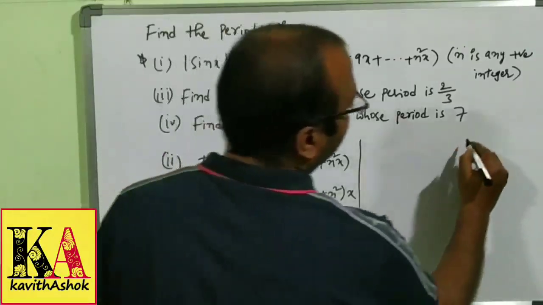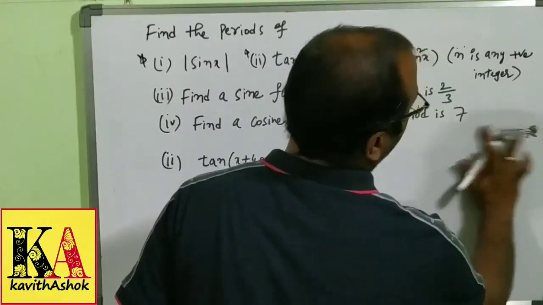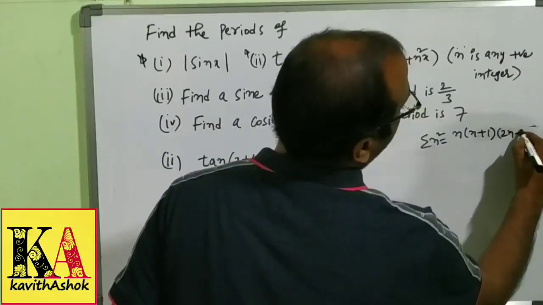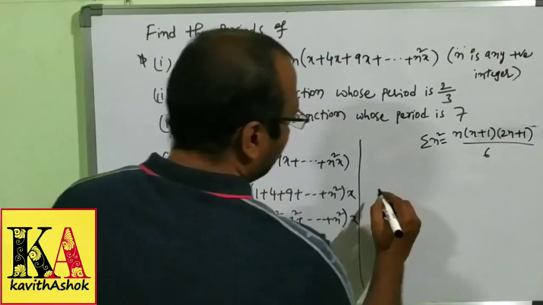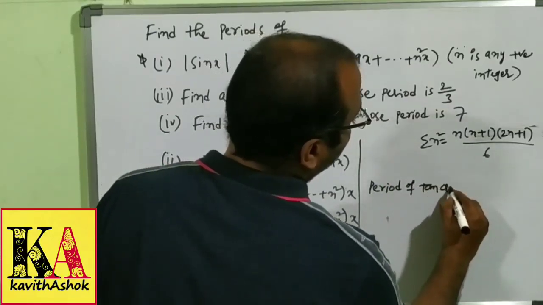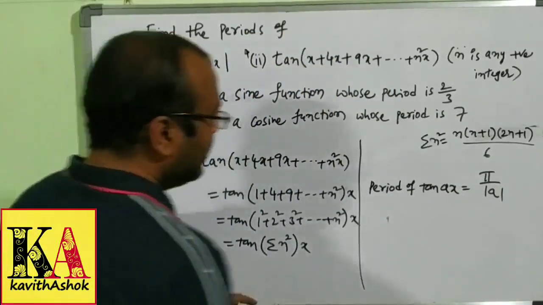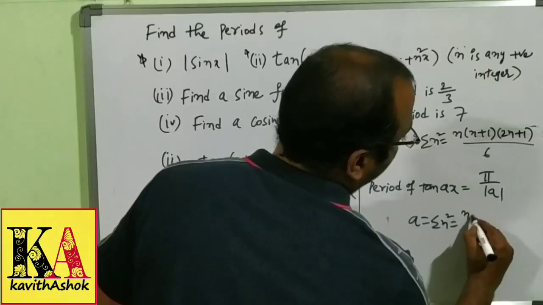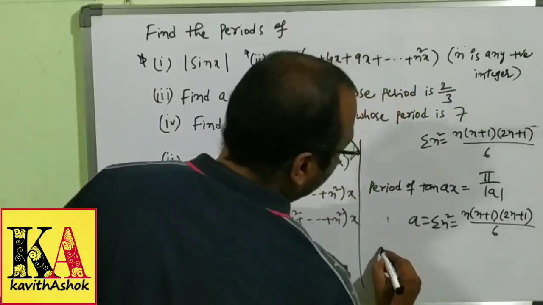Right? We already know sigma n square is nothing but n into n plus 1 into 2n plus 1 by 6 according to the summation principle. Right? Period of tan ax is what? Pi by mod a. Here a is what? a is nothing but sigma n square, which is n into n plus 1 into 2n plus 1 by 6.